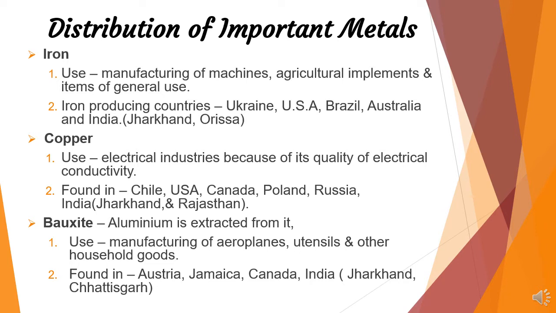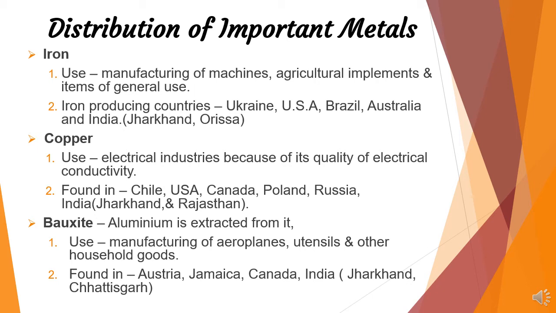Iron. It is used in manufacturing of machines, agricultural implements and items of general use. Iron producing countries are Ukraine, USA, Brazil, Australia and India. Next is copper. It is used in electrical industries because of its quality of electrical conductivity. See, copper is a good conductor of electricity. It is found in Chile, USA, Canada, Poland, Russia and in India.